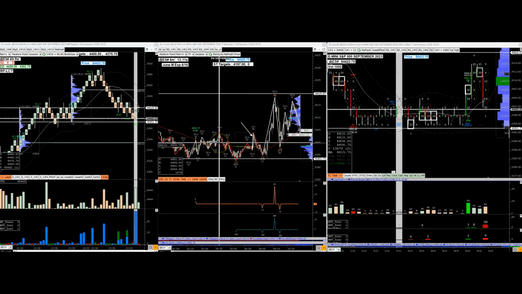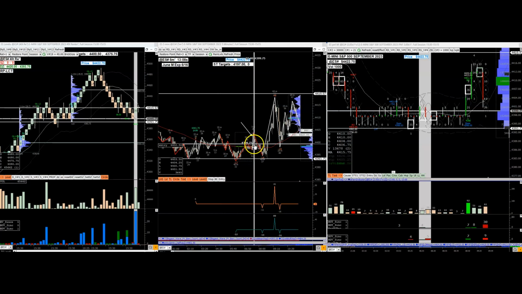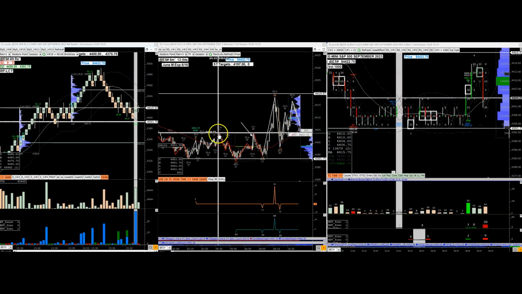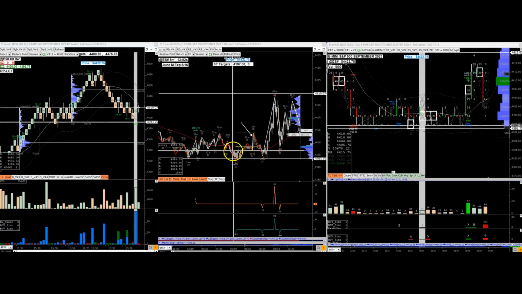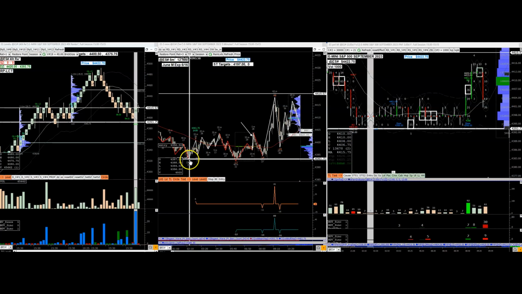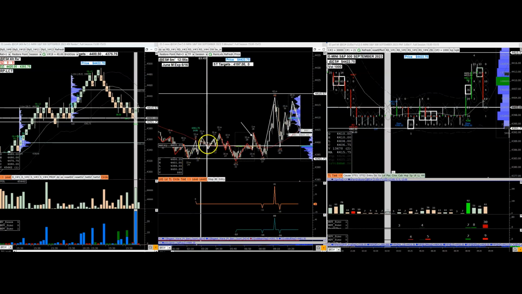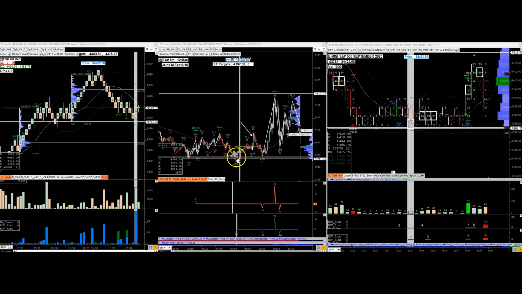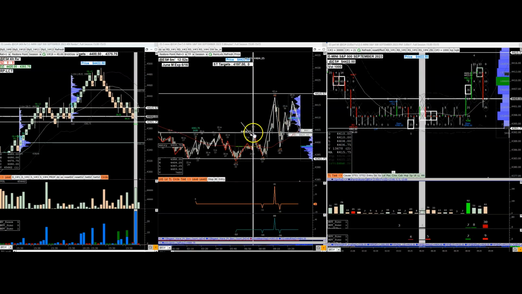This is 4404. This is 4425. All right, so it took out the high. It's telling you it's going higher. There's accumulation already. There's a change of behavior. It hit a level, went up, did the spring, reaccumulated on the spring, and bang, right there.